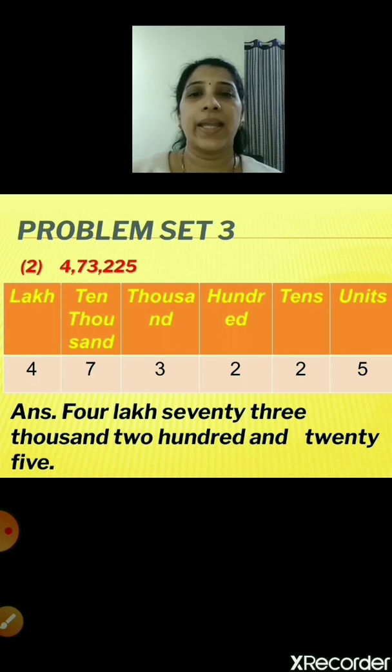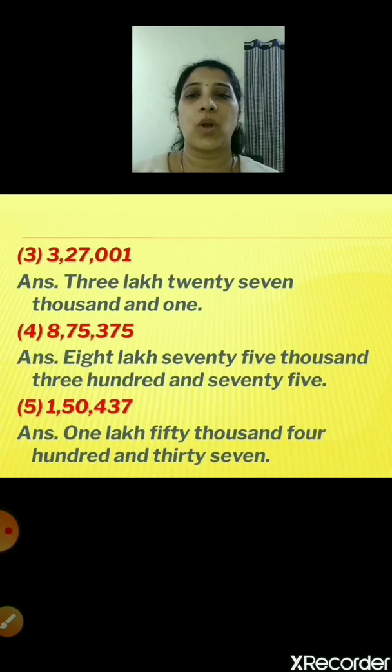473,225. So again the same procedure: units, tens, hundreds, thousands, 10,000s and lakhs. So we'll arrange the digits: 5 in the units place, 2 in the tens place, 2 in the hundreds place, 3 in the thousands place, 7 in the 10,000s place and 4 in the lakhs place. So when you are writing it, how are you going to write it? 4,73,225. Let's move to the third problem.